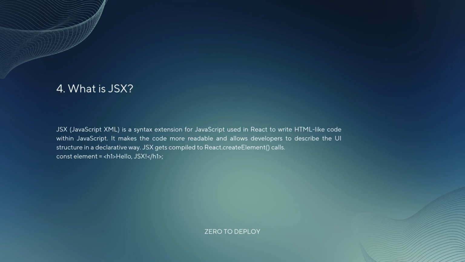What is JSX? JSX is a syntax extension for JavaScript used in React to write HTML-like code within JavaScript. It makes the code more readable and allows developers to describe the UI structure in a declarative way. JSX gets compiled to React.createElement calls. For example, const element = <h1>Hello JSX</h1>. Here in the JavaScript code, we are returning an HTML element.